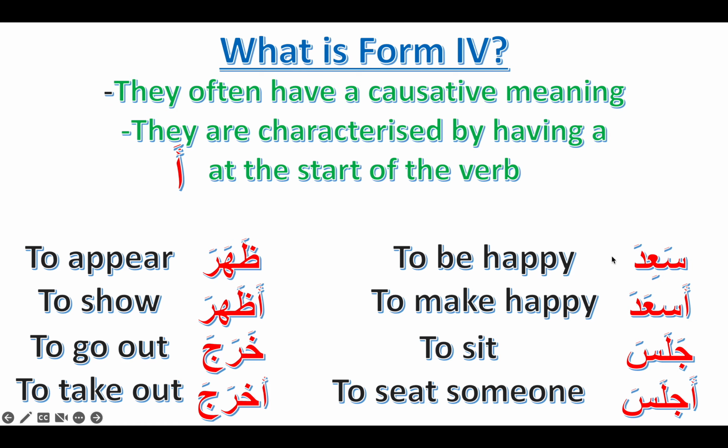Let's see some examples. So, sa'ida is to be happy in form 1. As'ada is to make someone happy, to cause someone to be happy, quite literally. Jalasa is to sit in form 1. Ajlasa is to seat someone or to sit someone down. Dhahara is to appear. Adhara is to show, to cause to appear.